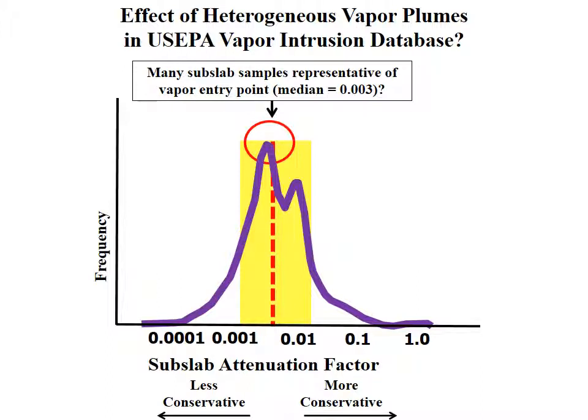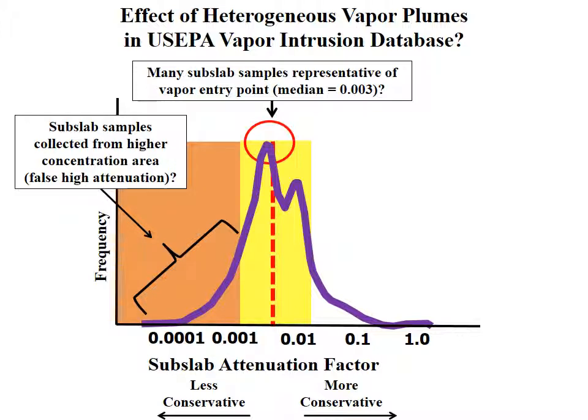So you'd see a hump in the middle around one of the attenuation factors. This represents where most of the soil gas samples were collected. Now, if you can assume your vapor entry point was somewhere within this region, then the median within this area might actually represent close to the true subslab attenuation factor for that building, for that group of buildings.